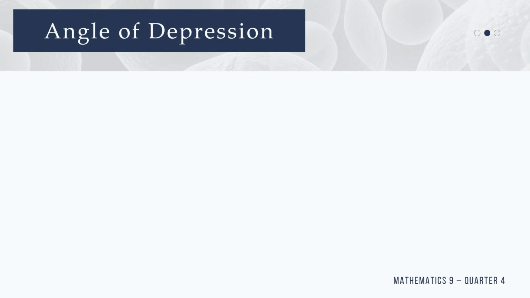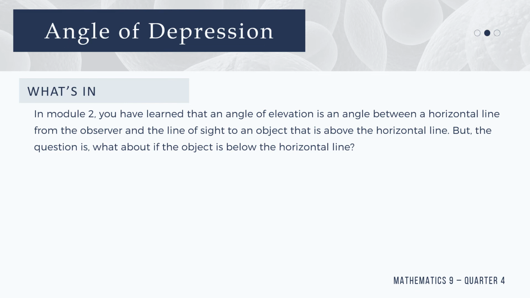To dig up more all about angle of depression, we shall have a short preview of the previous lesson. So what's in? In module number 2, you have learned that an angle of elevation is an angle between a horizontal line from the observer and the line of sight to an object that is above the horizontal line. So therefore, an observer is on the ground or any flat surface, and the object they are looking at is above. But the question is, what about if the object is below the horizontal line?